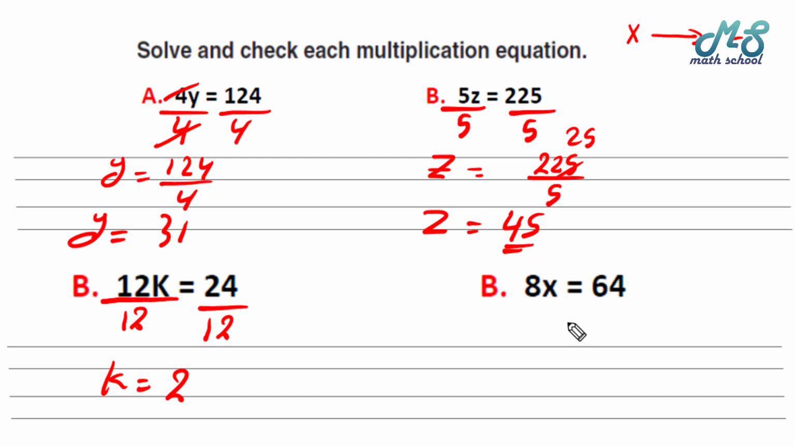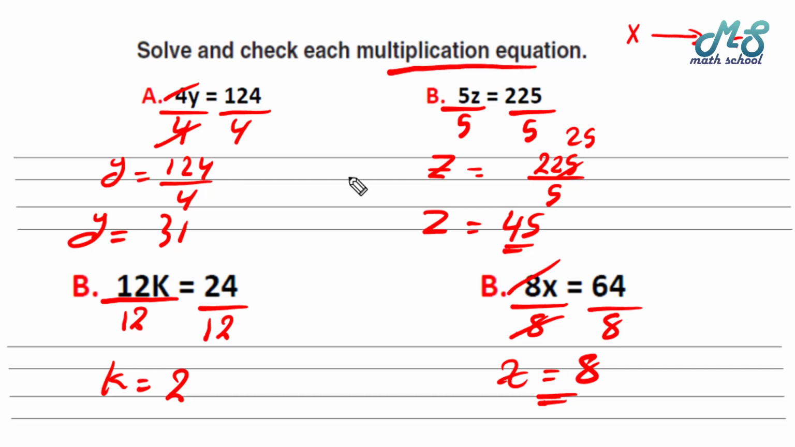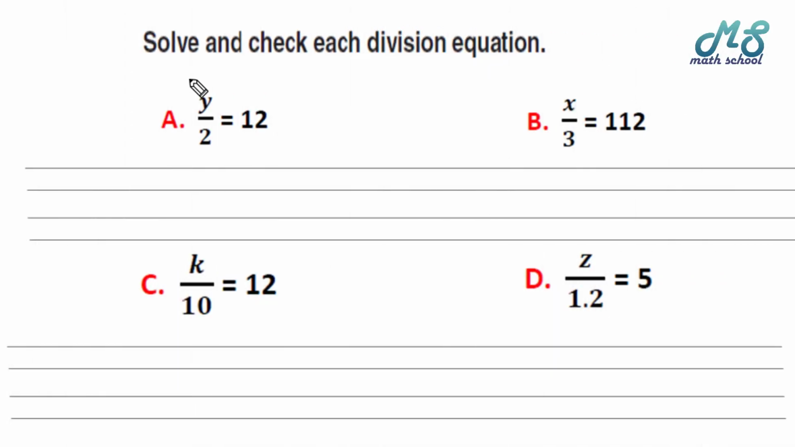By the same way, 8x equals 64. To find the value of x, divide both sides by 8. We get x is equal to 64 divided by 8 equals 8 in the simplest form. So don't forget, guys, to solve the multiplication equation, you have to use the inverse operation, which is division. Next exercise, solve and check each division equation. To find the value, in a division equation, we will use the inverse operation. The inverse operation of division is multiplication.